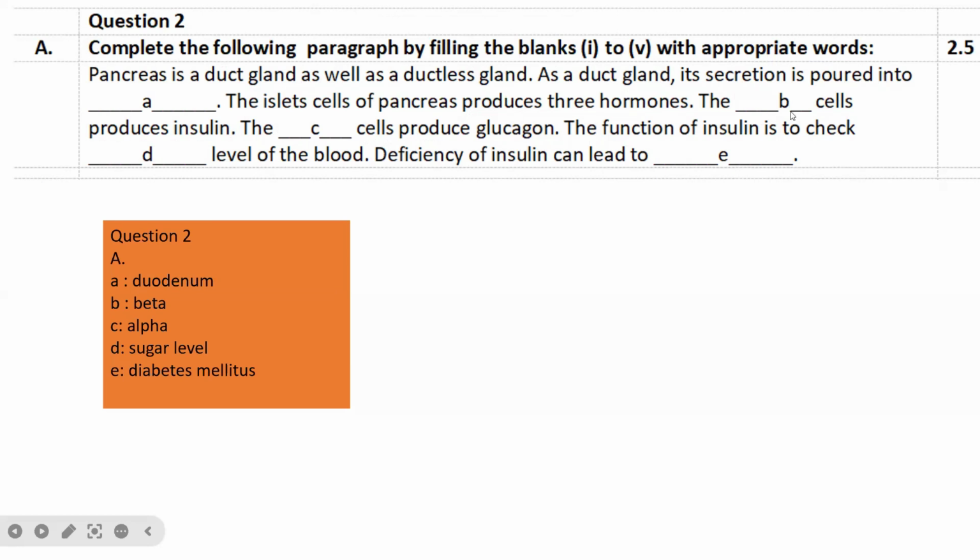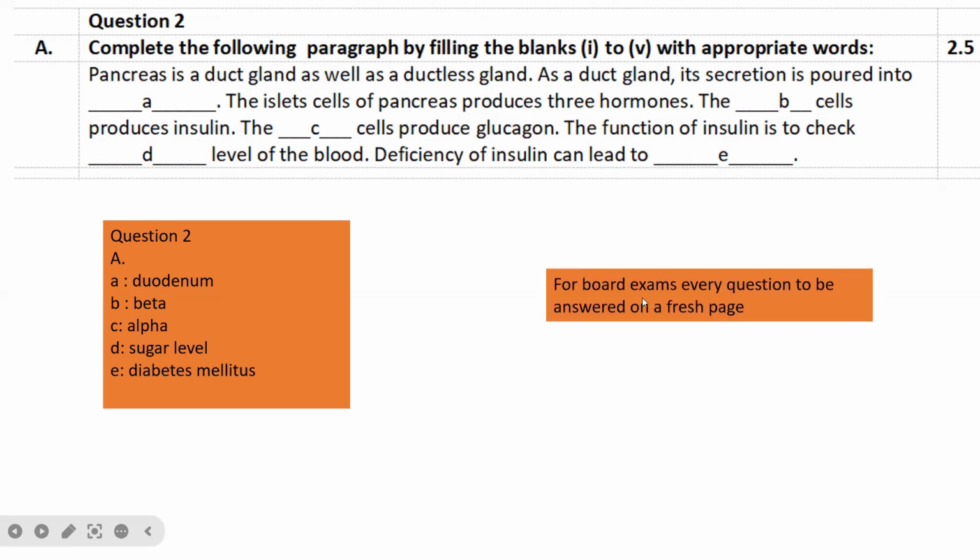The beta cells produce insulin. Insulin is produced by beta cells. The alpha cells produce glucagon. Glucagon, the question is repeated, you are lucky. The function of insulin is to check the sugar level, and deficiency of insulin can lead to diabetes mellitus.